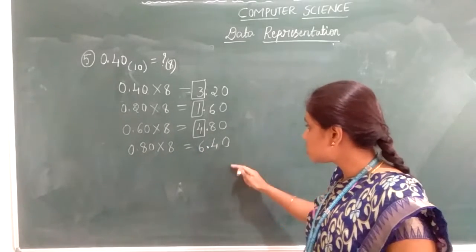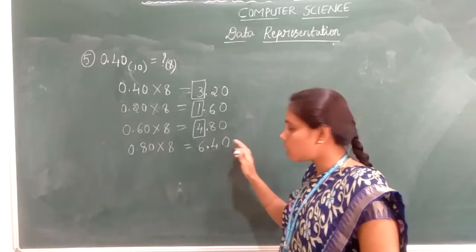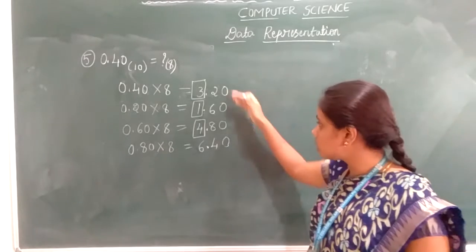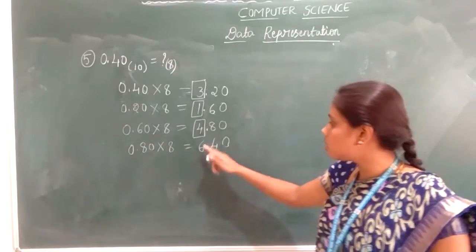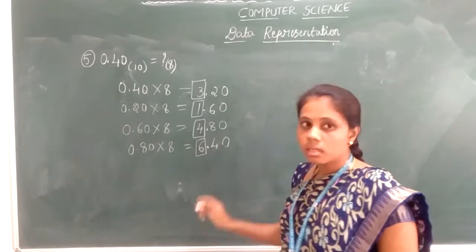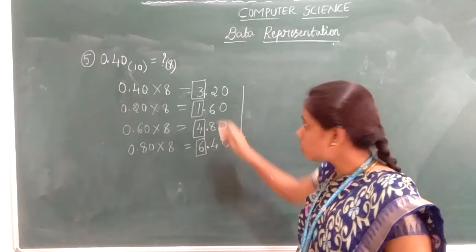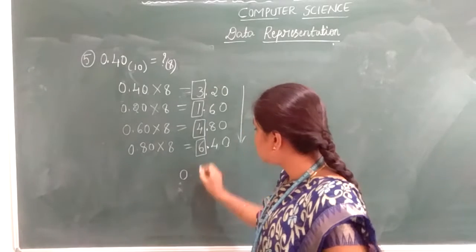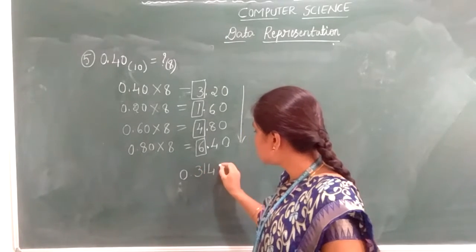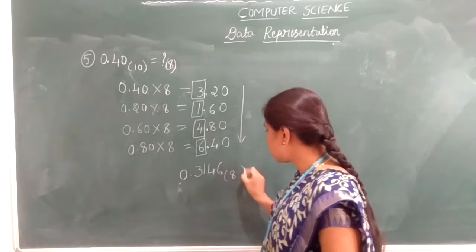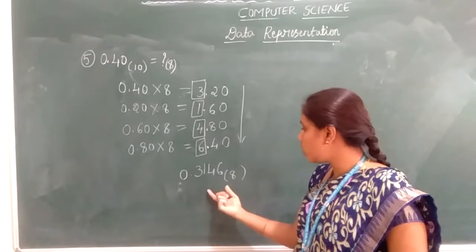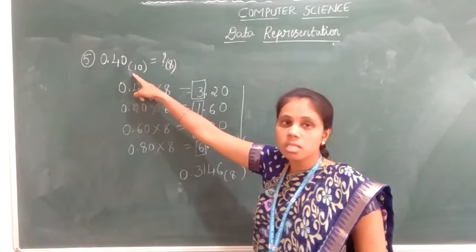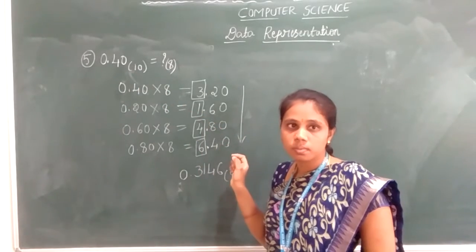So in this process, if we multiply any fractional value, we will not get the fractional value as 0. In this condition, consider only 3 steps and write down the values from top to bottom. Now I will write 0.3146, base 8. This is the octal equivalent value for the decimal fraction 0.40.